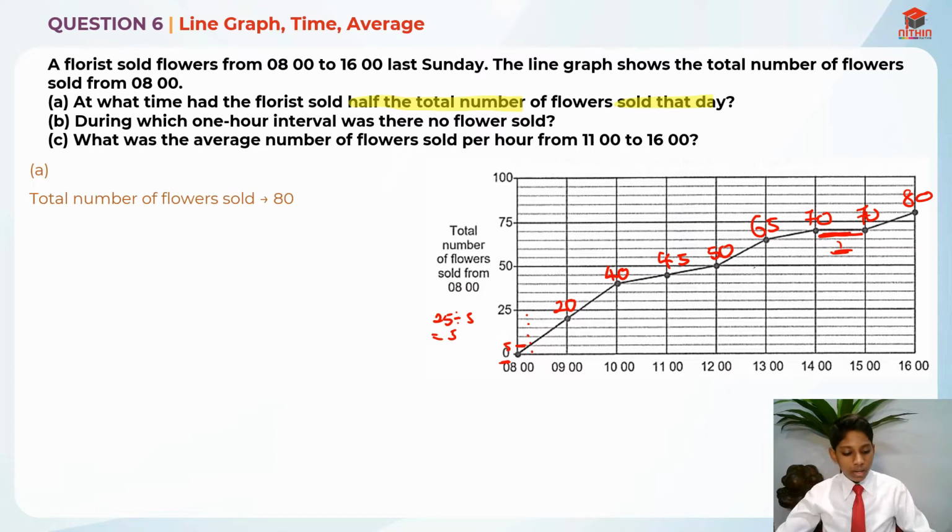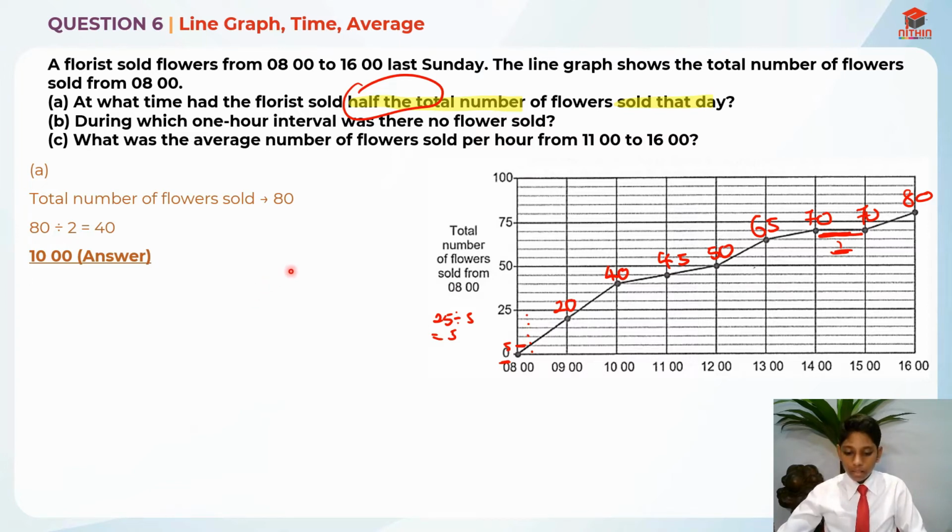And in order to find half the total number, we take 80 divided by 2, which will give us 40. And now, this is the easiest job. We're going to match where the 40 comes in these times. Is 40 at 0900? No, that's only 20. Is 40 at 1000? Yes, it is 40 over here. So 1000 should be the answer. So yes, 1000 is the answer for part A.